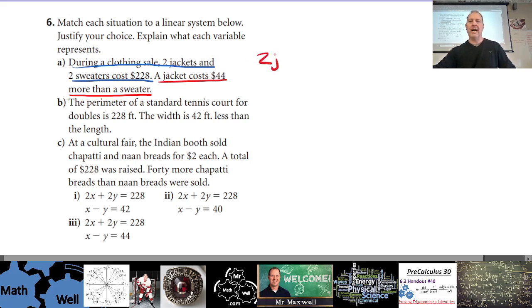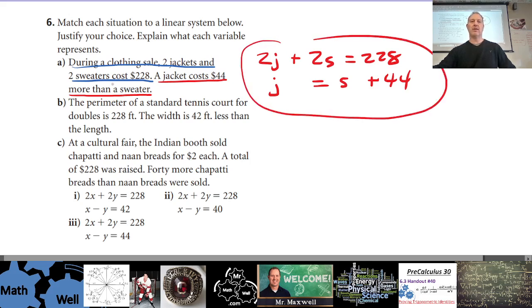So 2 jackets and 2 sweaters would equal a cost of $228. And a jacket is $44 more than a sweater. So the one that costs less is the sweater, so I'm going to add 44 here. So if this is the system that I've created from this, which system down here does this match up with?